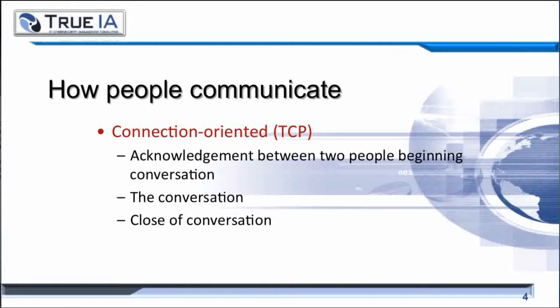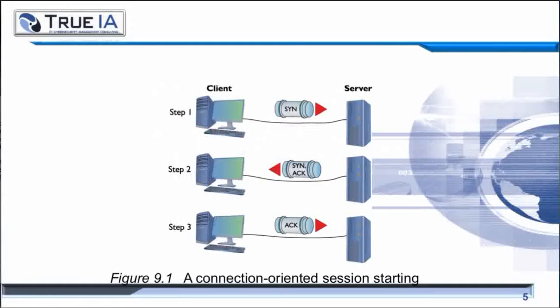When it all comes down to it, it's all about how we communicate. The primary communication mechanism of the internet is the TCP protocol because it's connection-oriented. It requires acknowledgement between two people beginning a conversation, if you will, to open and to close the conversation. This is accomplished by the TCP/IP three-way handshake: the SYN, the SYN-ACK, and the ACK.